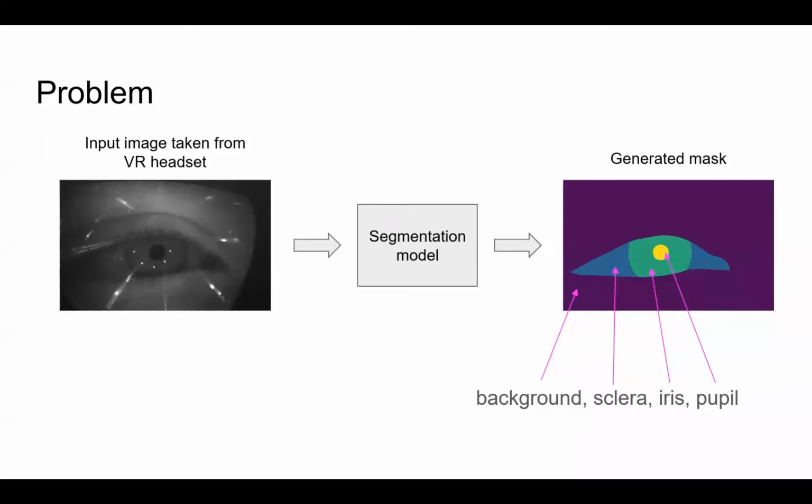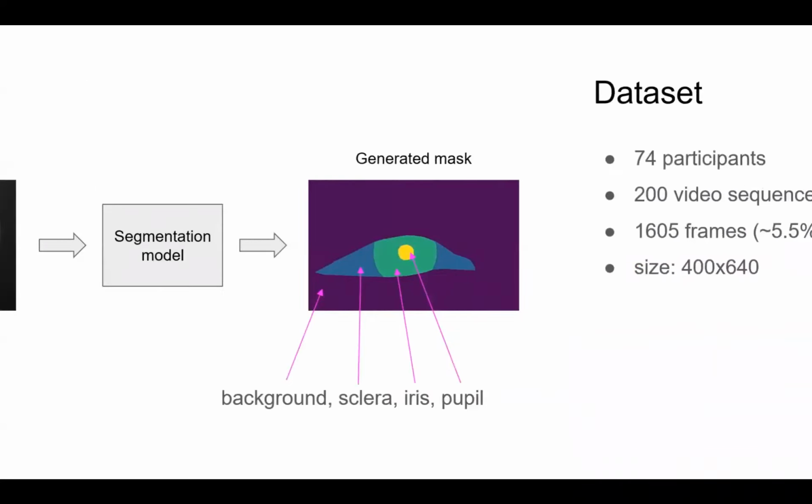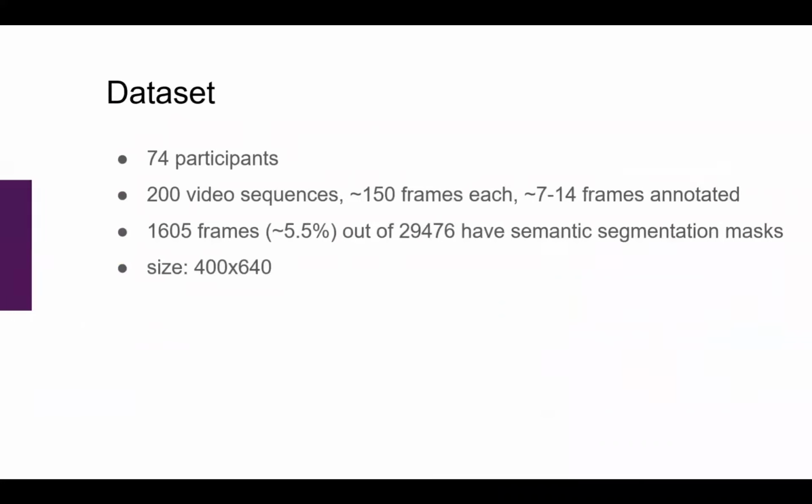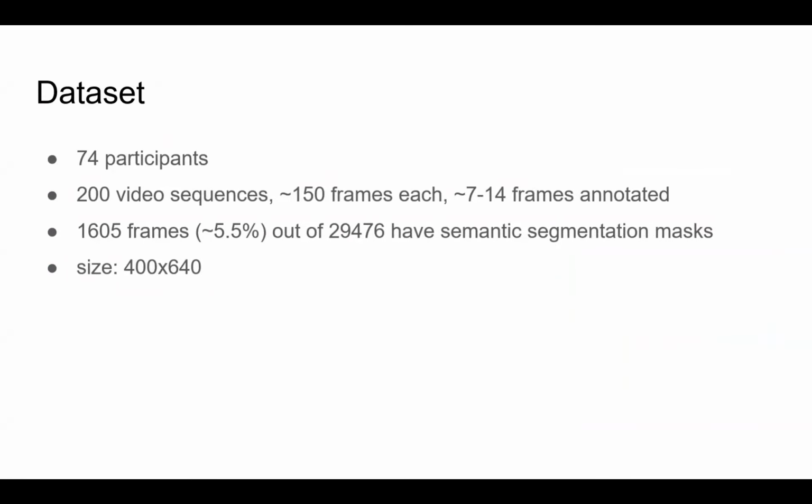Let's deep dive into the dataset that we were provided and analyze it. The dataset was collected from 74 unique participants and contained 200 video sequences. Each sequence has approximately 150 frames, where about 7 to 14 frames are annotated and have semantic segmentation masks. In total, we have 1,605 labeled frames out of about 29.5 thousand frames. Each image has a size of 400 by 640 pixels.